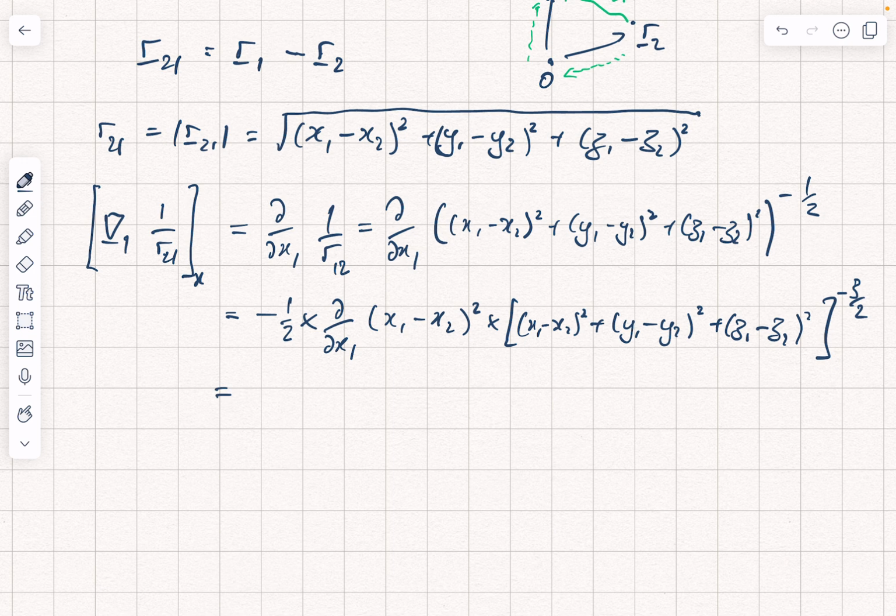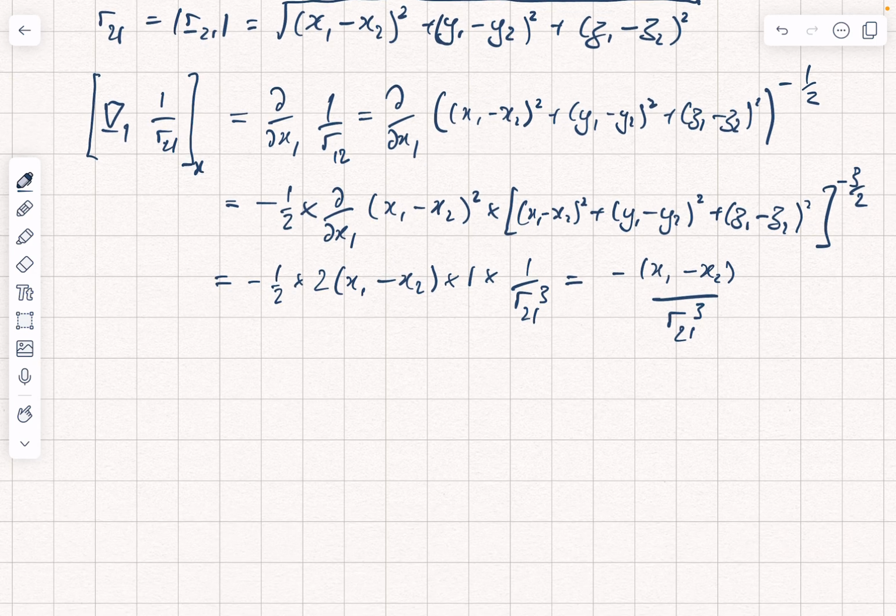And that, of course, is equal to minus a half multiplied by 2 (x1 minus x2), that's the differential of the bracket, multiplied by 1, that's dx1 by dx1, multiplied by 1 over r21 cubed, which is just minus (x1 minus x2) over r21 cubed. We could do the other components, but it would be identical.